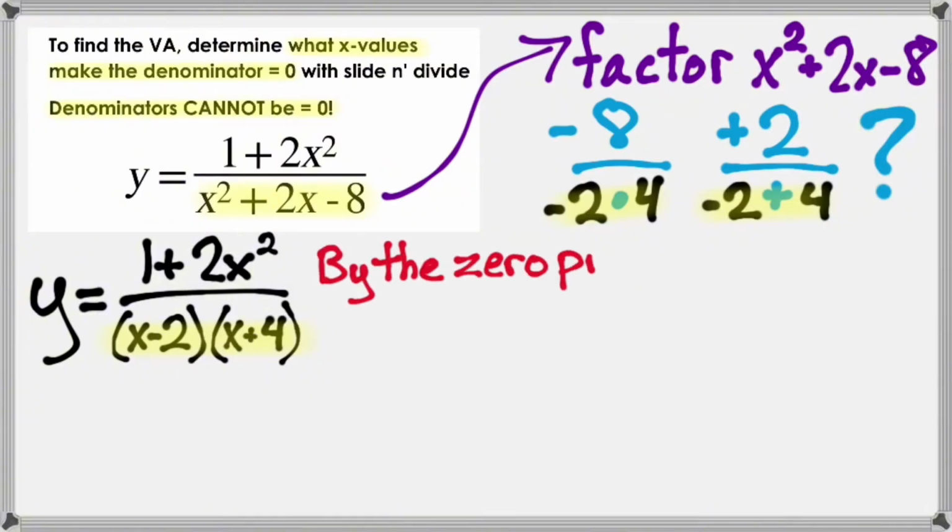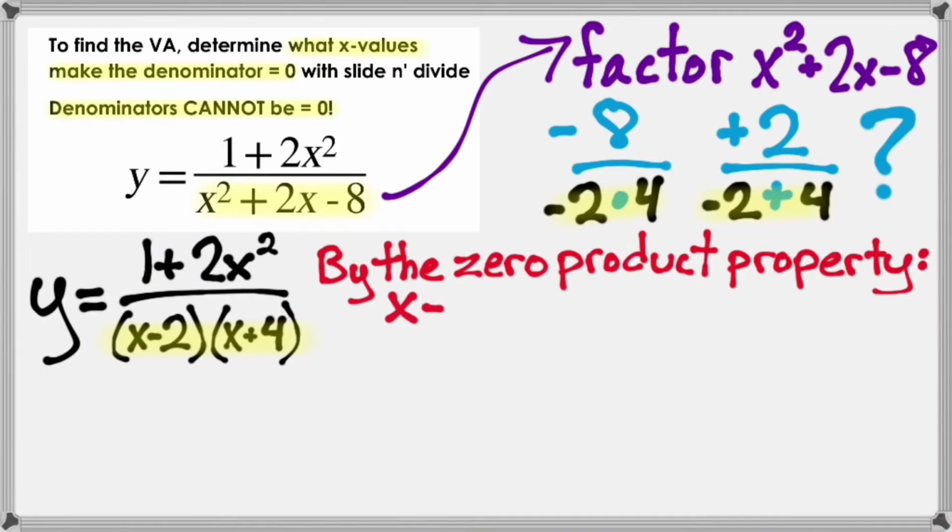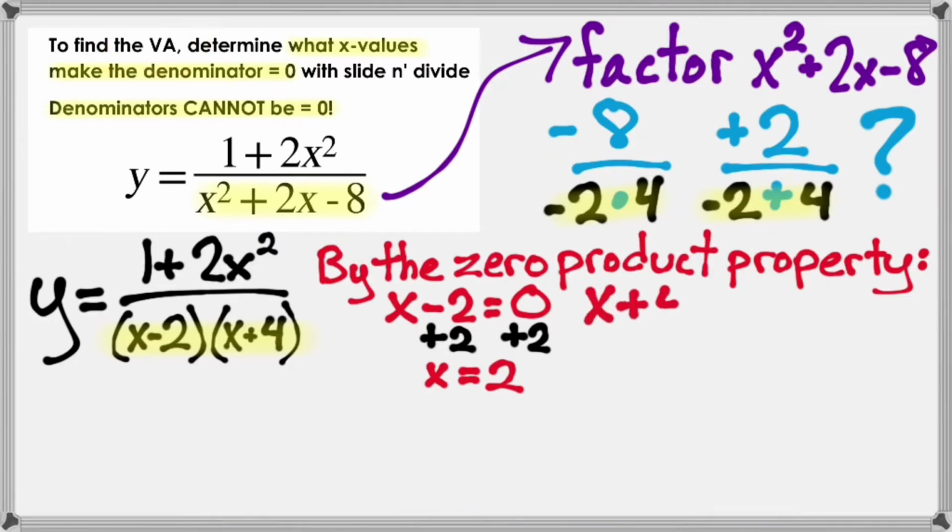Now that the denominator says x minus 2 and x plus 4, we are allowed to use the zero product property. According to the zero product property, you would take, for instance, x minus 2 and set it equal to 0, and then you would add 2 to both sides and get your first solution, in this case, your first vertical asymptote at x equals 2. Then you would take x plus 4, set that equal to 0, and after subtracting 4 from both sides, you would get x equals negative 4.